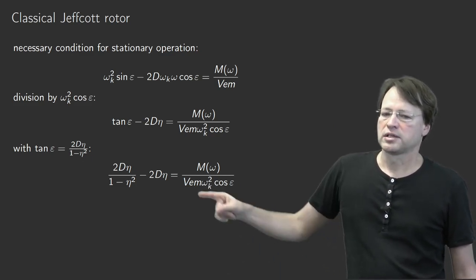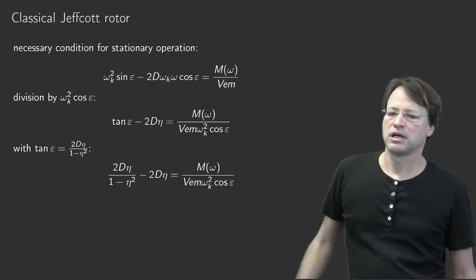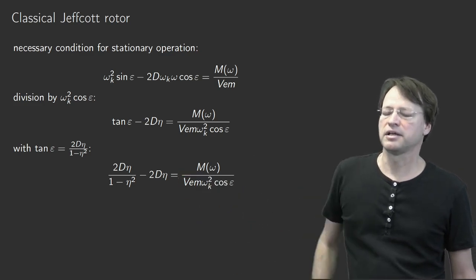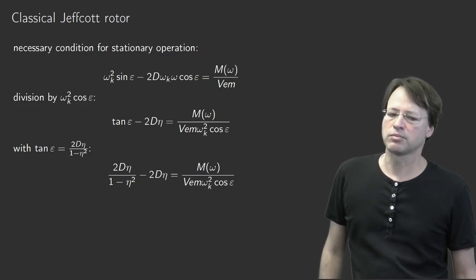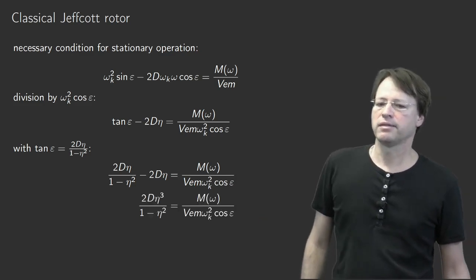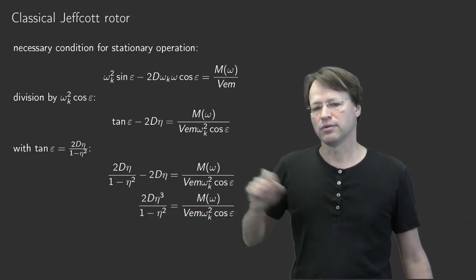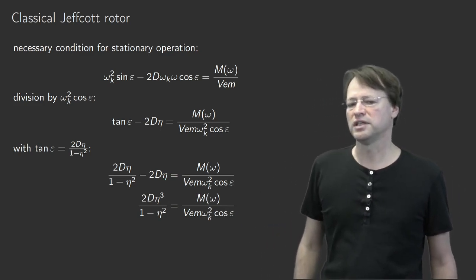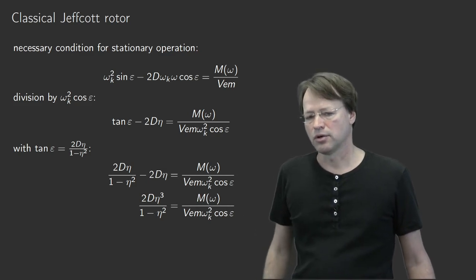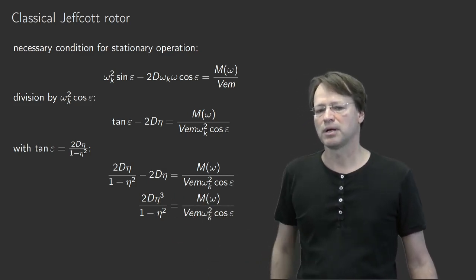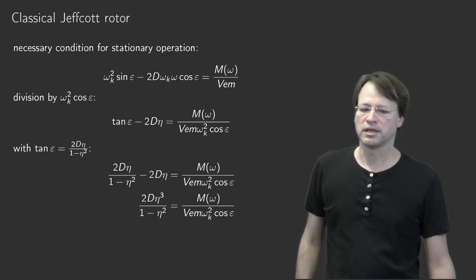Well, we can collect these two terms then by multiplying the second term by the ratio 1 minus eta squared divided by 1 minus eta squared. And then if you multiply the 2d eta by 1 minus eta squared, the 2d eta term goes away and we have just 2d eta to the third power divided by 1 minus eta squared.